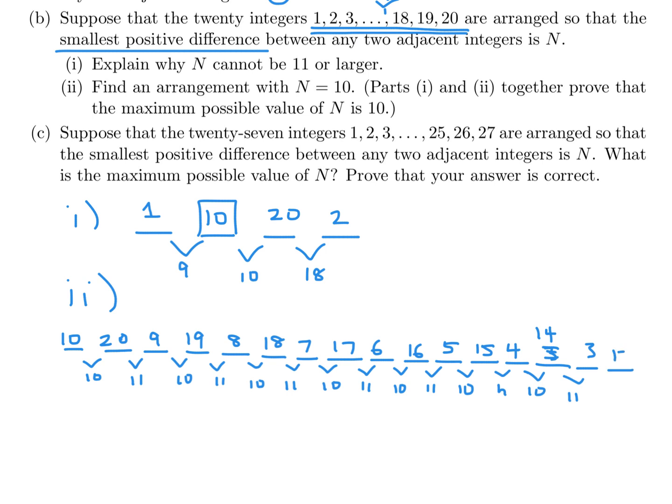And then 13 would give me 10. And now I gotta continue up here because I'm running out of space. 2 would be 11. 12 would be 10. 1 would be 11. And then finally 11 is the only number left, 10. So there we go. So I've created a whole bunch of differences where the smallest difference is 10. I mean, there's a tie. There's several 10s. But they just wanted me to create one sort of arrangement where n is 10, and I did.